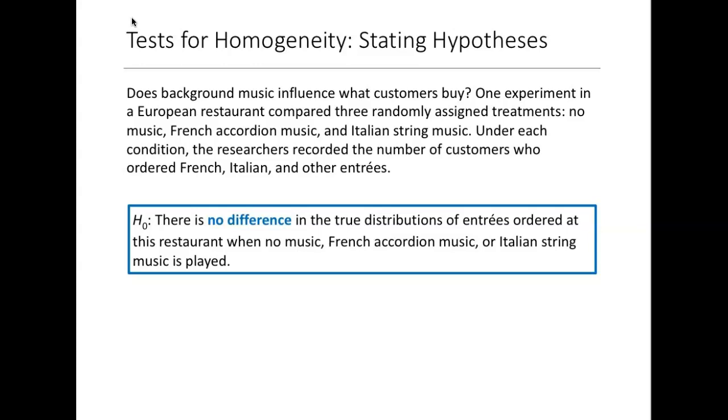So our null hypothesis is that there is no difference in the true distributions of entrees ordered at this restaurant when no music, French music, or Italian music is played. And this specific test is called the chi-square test for homogeneity. Homogeneity basically just means sameness.